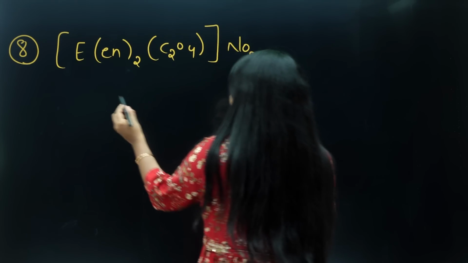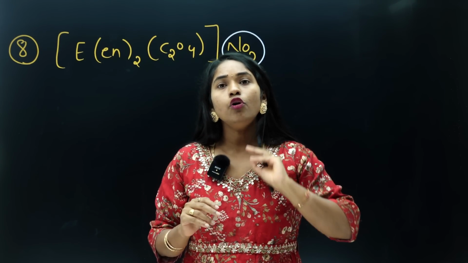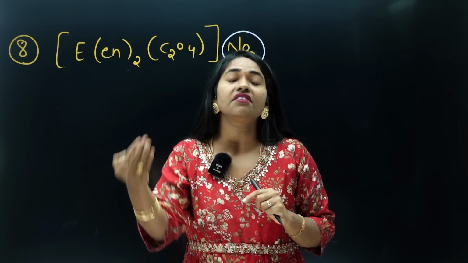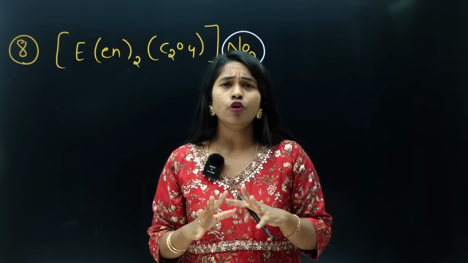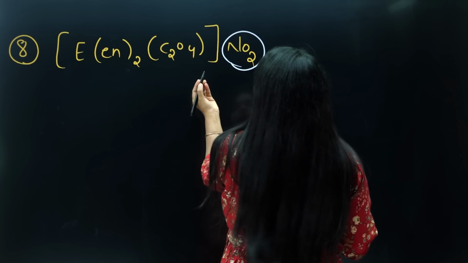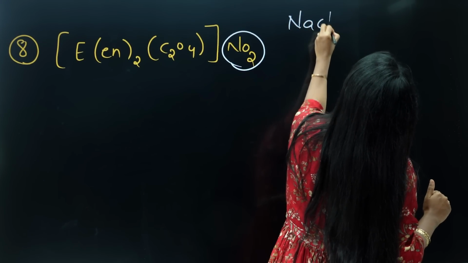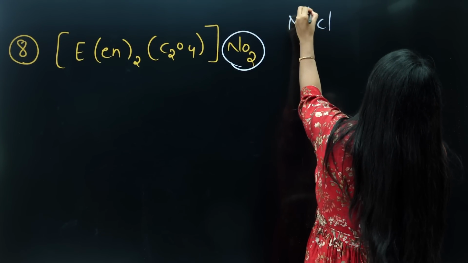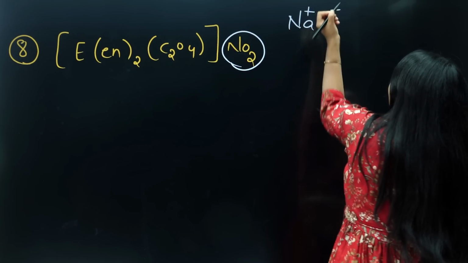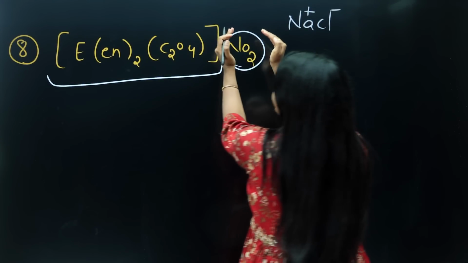See this example. In this, NO2 is there. NO2 exists in 2 forms: NO2 minus and NO2 plus. With NO2 you don't get so much problem. It is very easy. See here, NaCl, just remember. While writing the complex, we always write the cation first, then the anion. So in this complex, the first one is the cation and this is the anion.